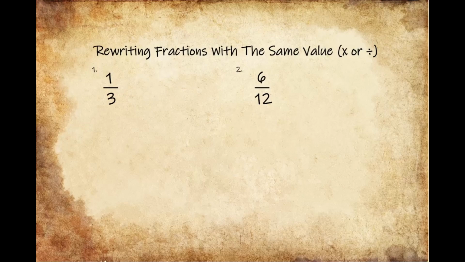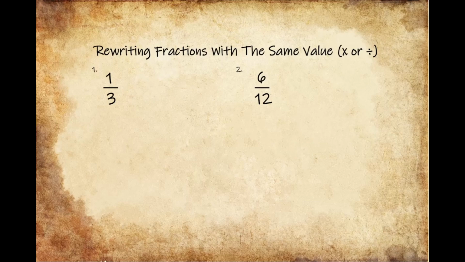Today we're going to be looking at how to write an equivalent fraction. And the key thing to remember whenever we're writing an equivalent fraction is that we have to make sure that we're multiplying or dividing both the denominator and the numerator by the same value in order to keep this fraction equivalent. So looking at the first one here, we have 1/3.